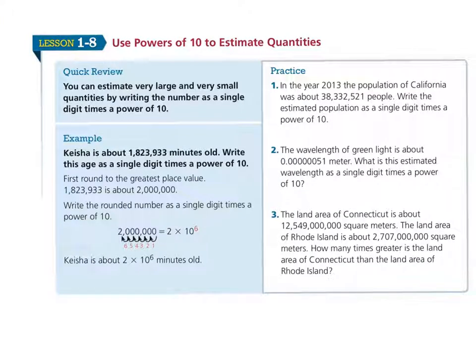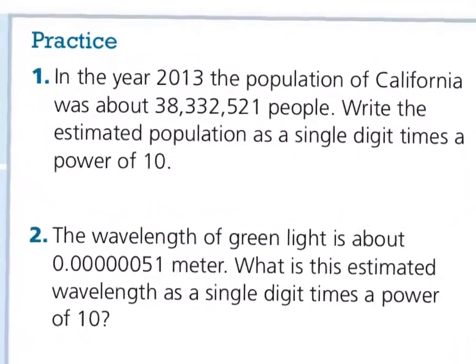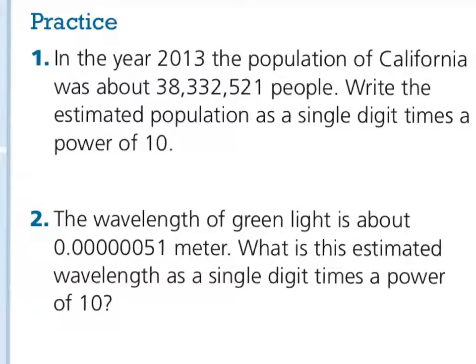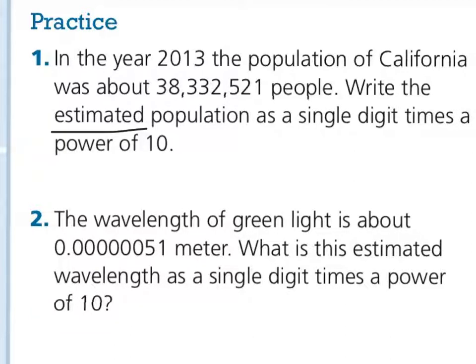Lesson 8, we talked about scientific notation with estimating, basically. So, number 1, in the year 2013, population of California was about 38,333,521 people. Write an estimated population as a single digit times the power of 10. So what we're going to do, we're going to round to the highest place value position. We're going to round to the nearest 10 million in this case. So we're just going to look at that and think about it's between 30 million and 40 million, closer to 40 million, right?